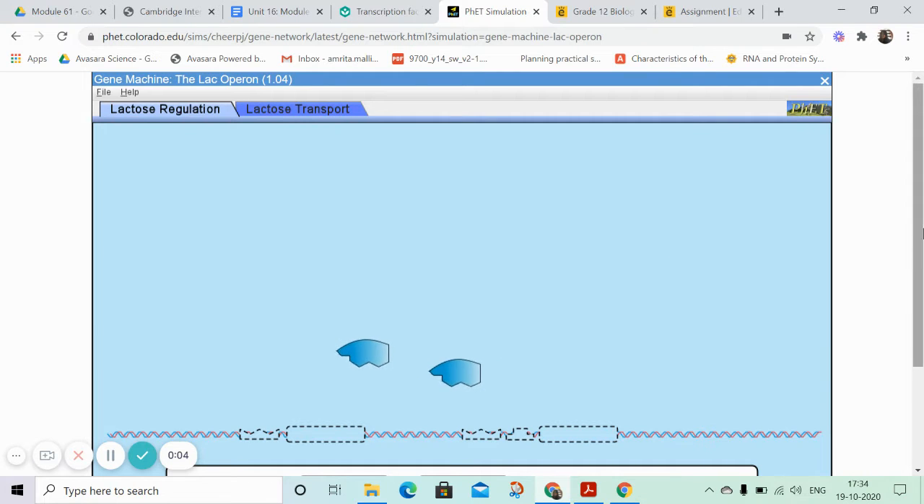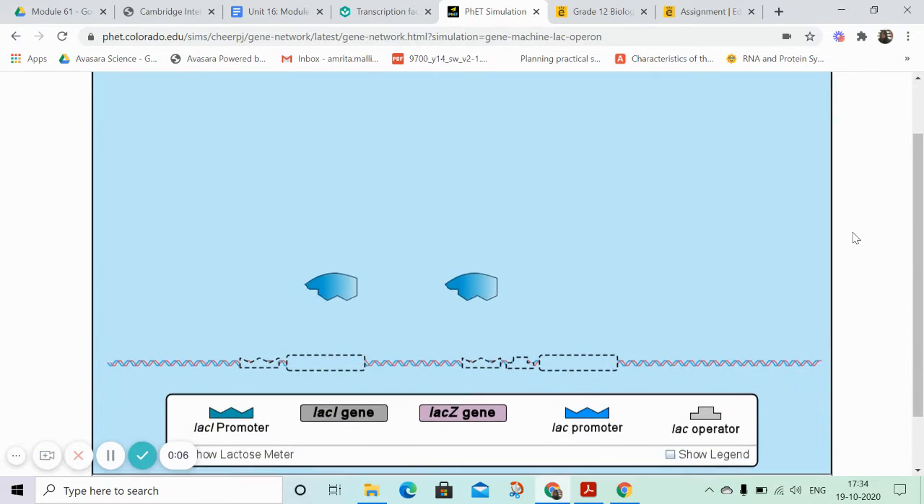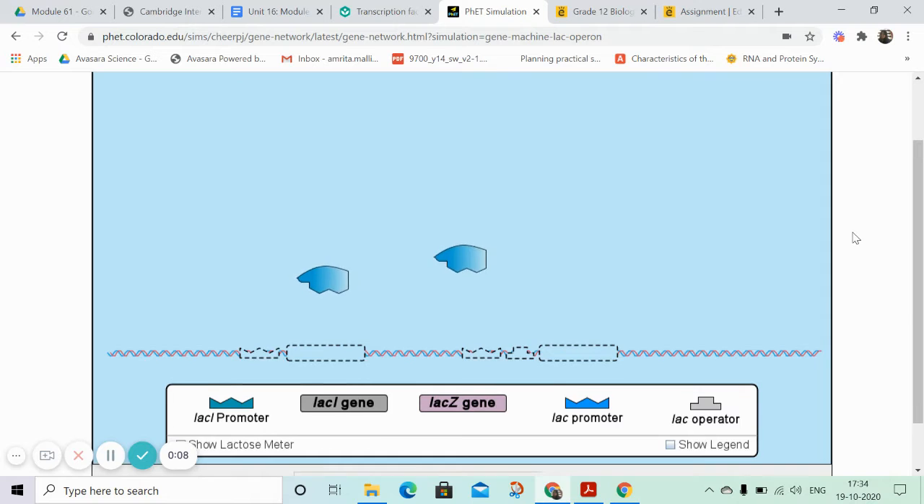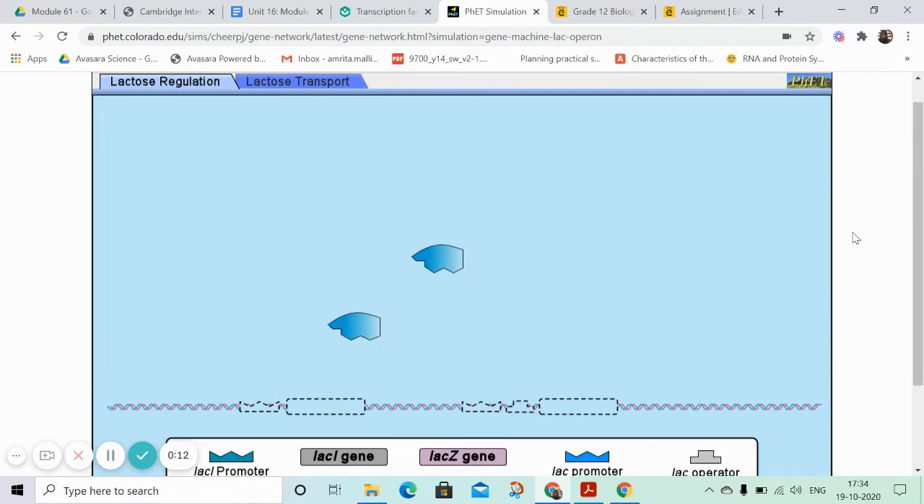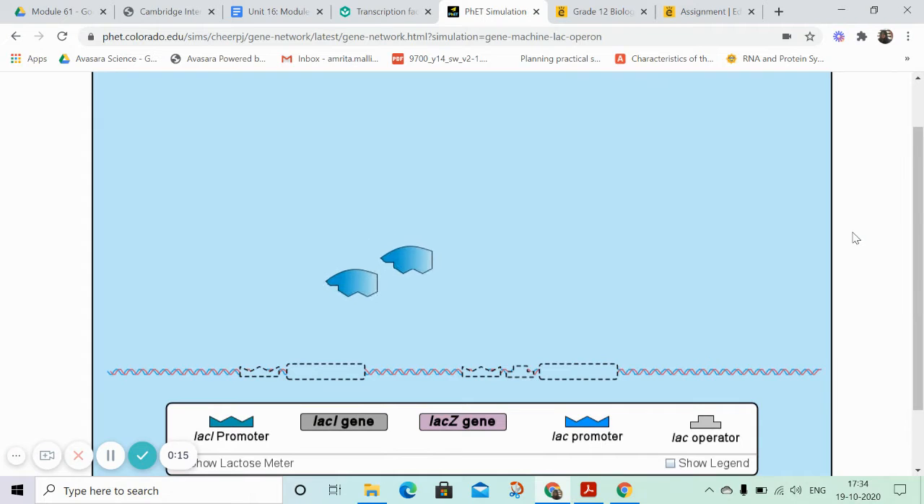Hi guys, so here you are in this video watching how I am going to use this PhET simulation, which actually helps you visualize how a lac operon in an E. coli functions. So this simulation will show you two structural genes and a regulatory gene storage room. So I'm going to take out all these genes and place them.